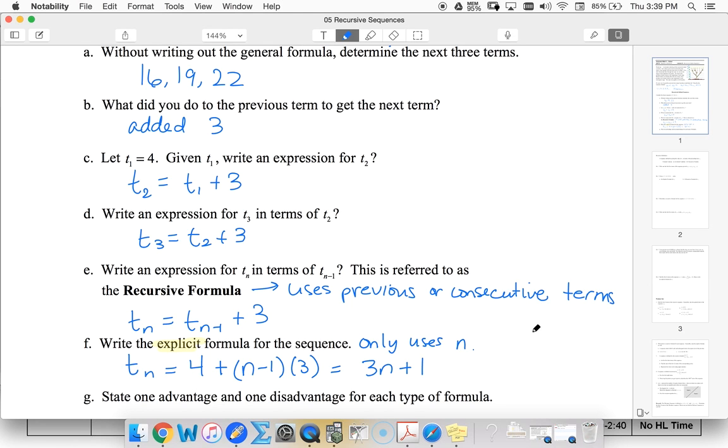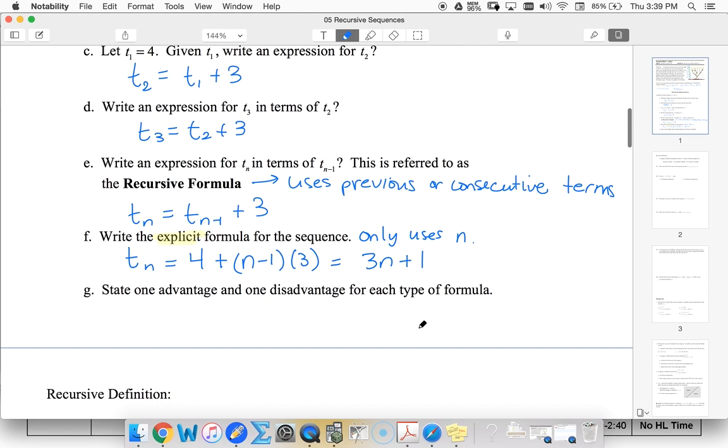Okay, so an advantage and a disadvantage for each. There's many different answers for this. There's not one right answer. I would say for recursive, the advantage is that it's easy to define, but the disadvantage is that you have to know the previous term.